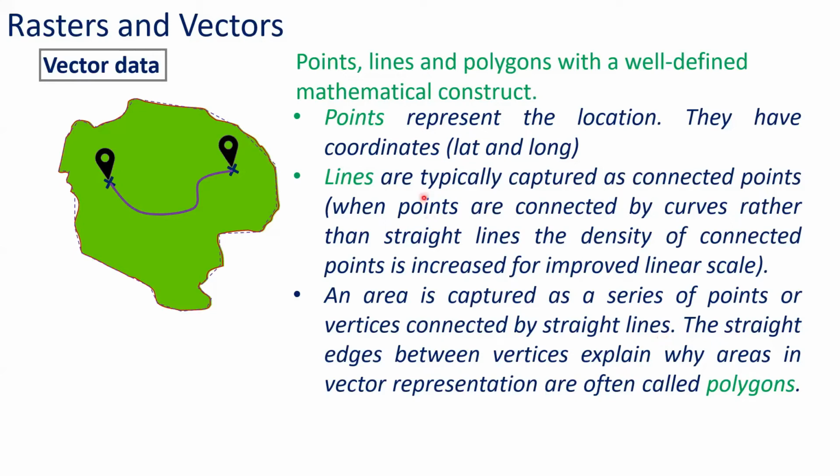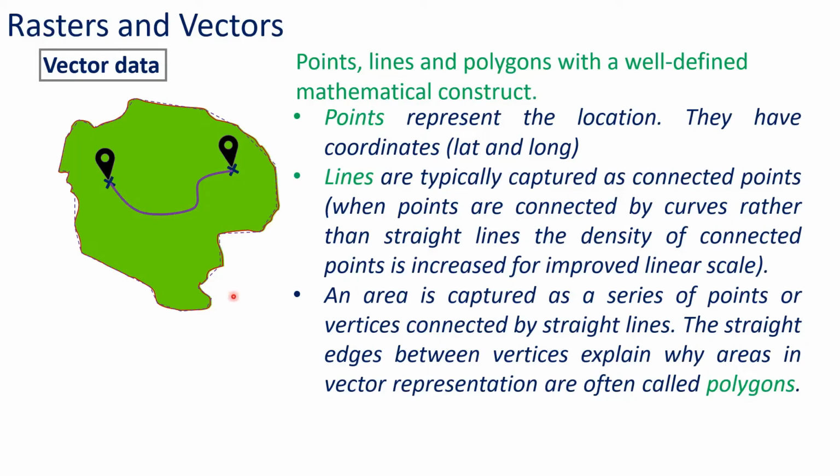The line that I have drawn here, the smiley face kind of a thing, should have so many points. Even though I have drawn it between 2 destination points, you have to have a direction, and only 2 points connect a line. So lines are typically captured as connected points. When points are connected by curves rather than straight lines, the density of connected points increases. If you think about it, a line connects only 2 points. So in order to have this type of curvature, you need to have more points closer together and connect them together. We call it a polyline connection. Only then can you get this curve.